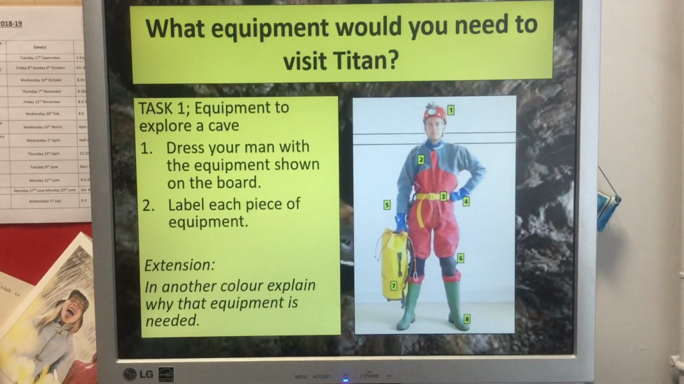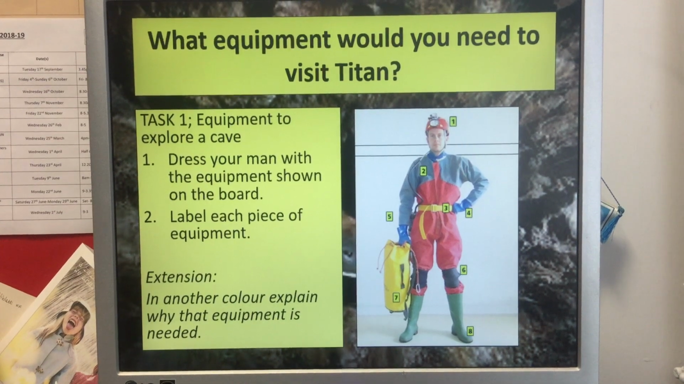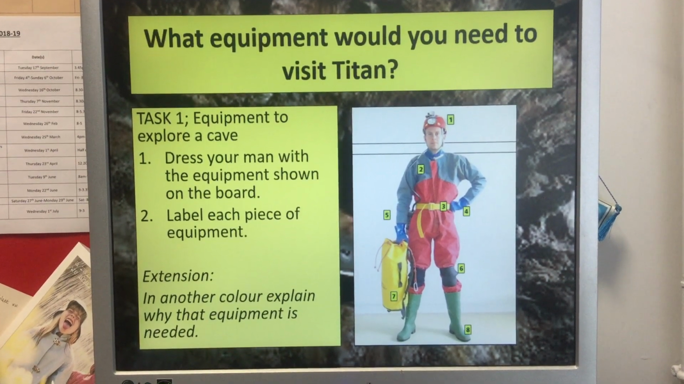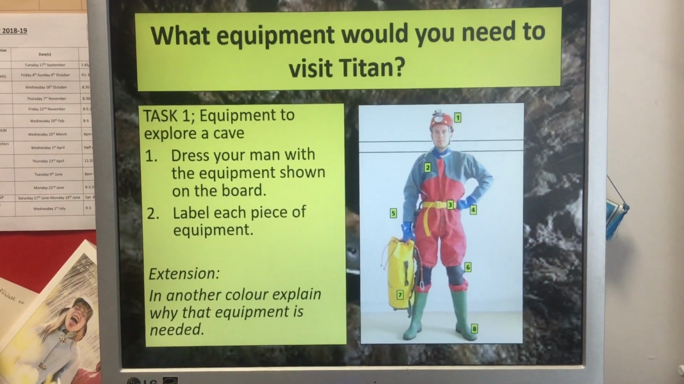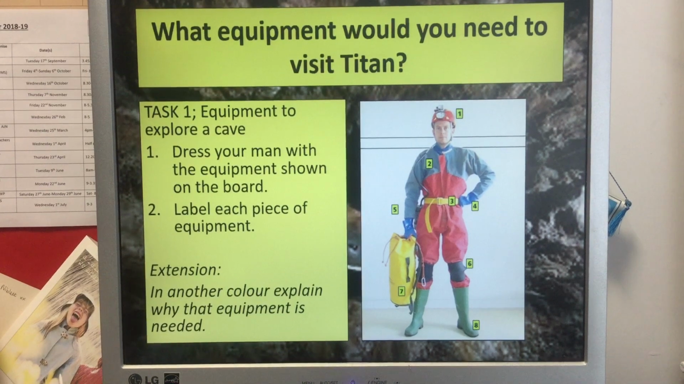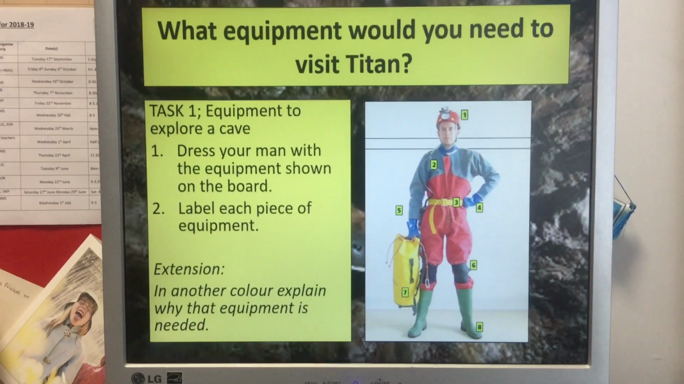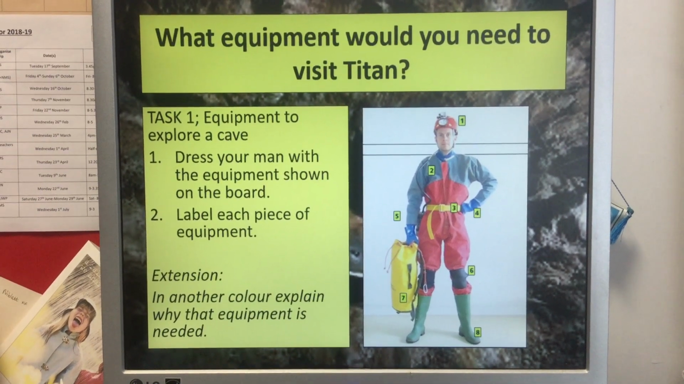Your first task is to consider what sort of equipment you would need if you were going to go caving. There's a picture of a man here about to go caving. So what I'd like you to do is, on a bit of paper, draw a picture of a man. It could be a stick man. I just want you to label what things you think you would take if you were going to go caving. So you might want to pause the video while you do this first task.